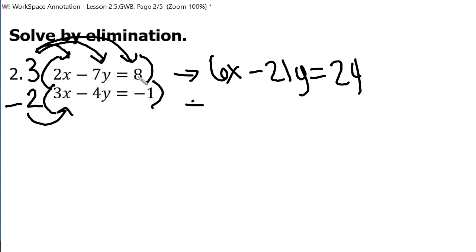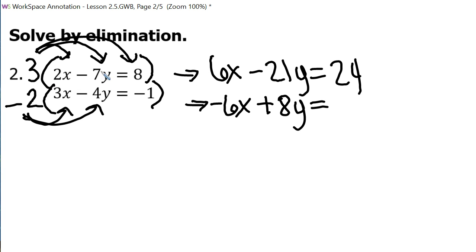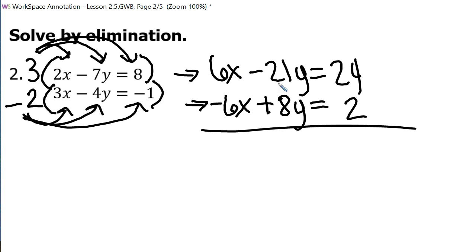What's negative 2 times 3x? Negative 6x. And what's negative 2 times negative 4y? Positive 8y. And negative 2 times negative 1? Positive 2. Now do you see a zero pair? Yes, positive 6x, negative 6x.